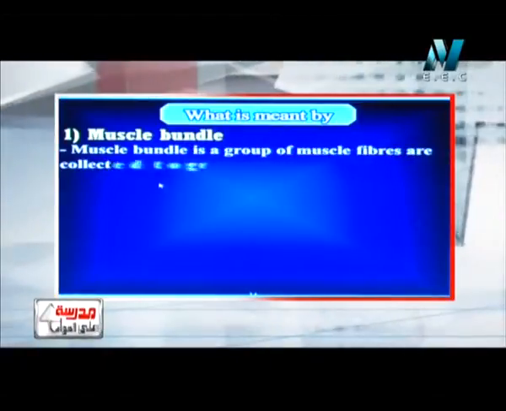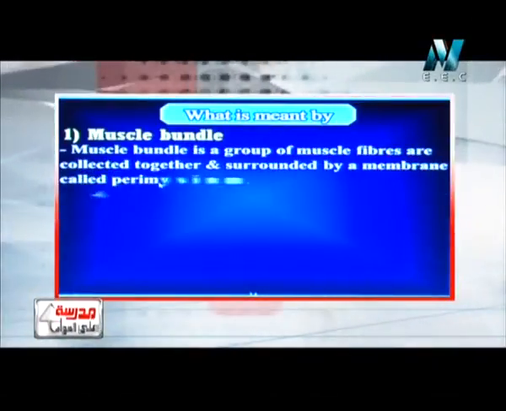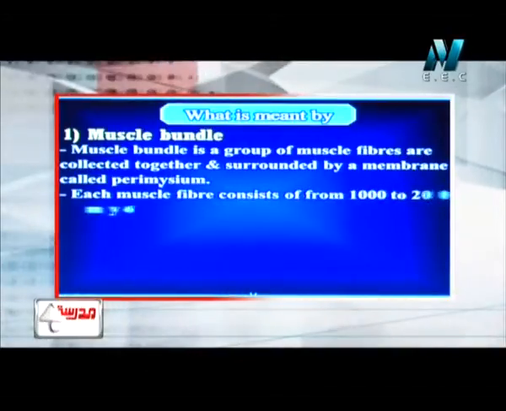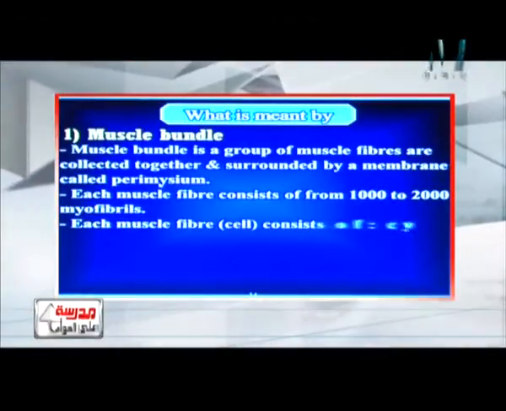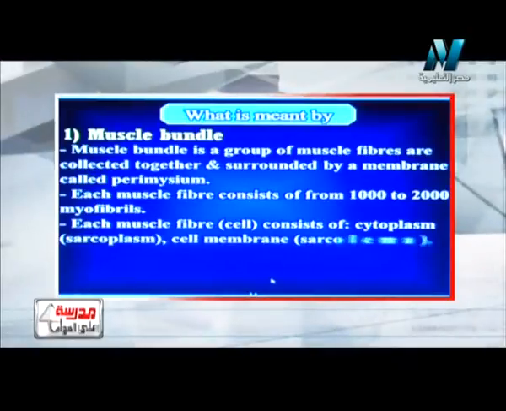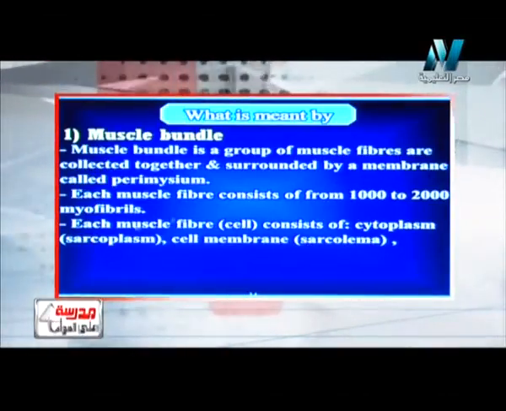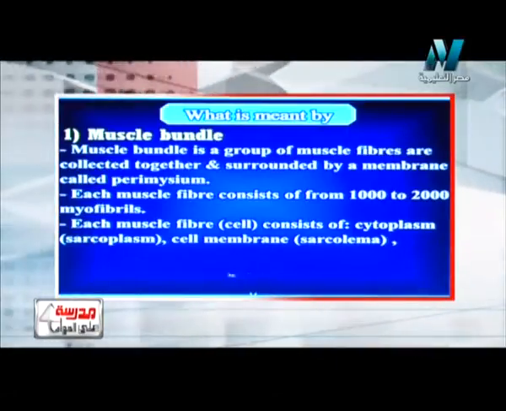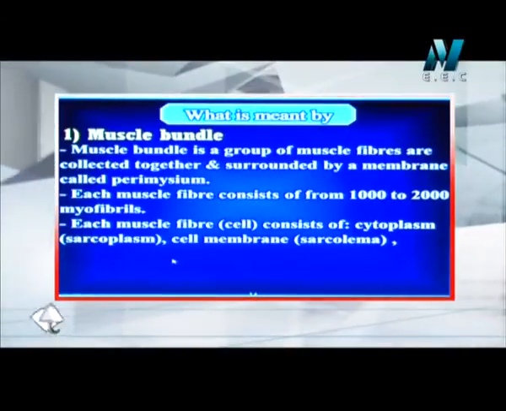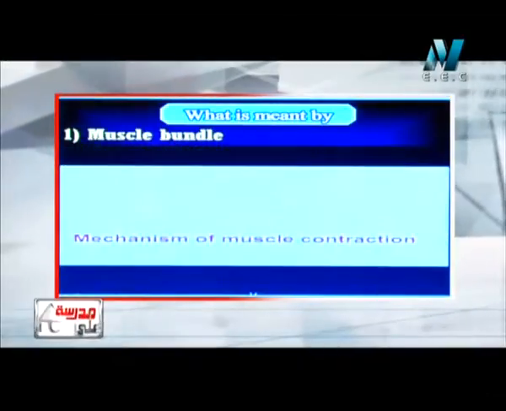But what about the muscle bundle? The muscle bundle is a group of muscle fibers collected together and surrounded by a membrane called the perimysium. Each muscle fiber consists of 1,000 to 2,000 myofibrils, and the cytoplasm is called sarcoplasm, but the membrane is called the sarcolemma.